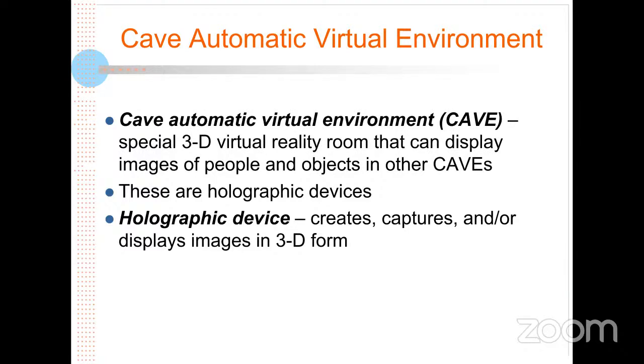Now see, a virtual reality room can display the images of people and objects in other caves virtually. These are holographic devices. What are holographic devices? They capture and display in 3D form. Everyone knows 3D; 2D is only X and Y, but 3D is X, Y, Z, like a cube or cylinder. So in simpler words, the cave is like a cave, ek gufa, right? They create the virtual environment, that is the cave.